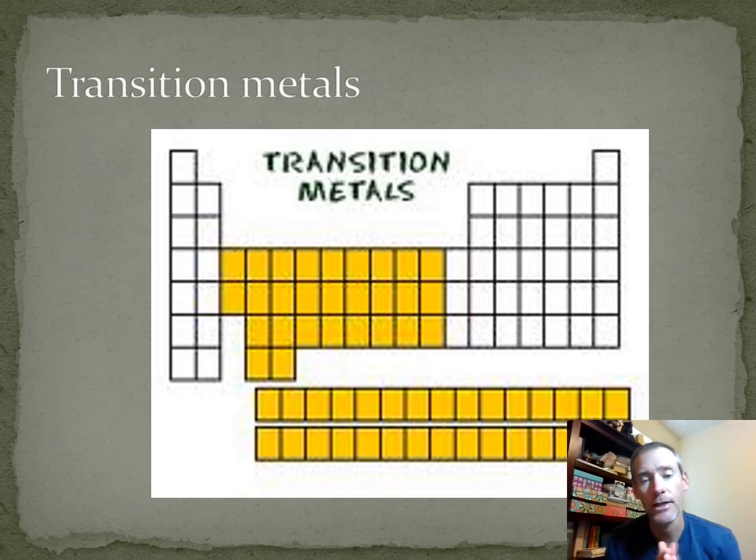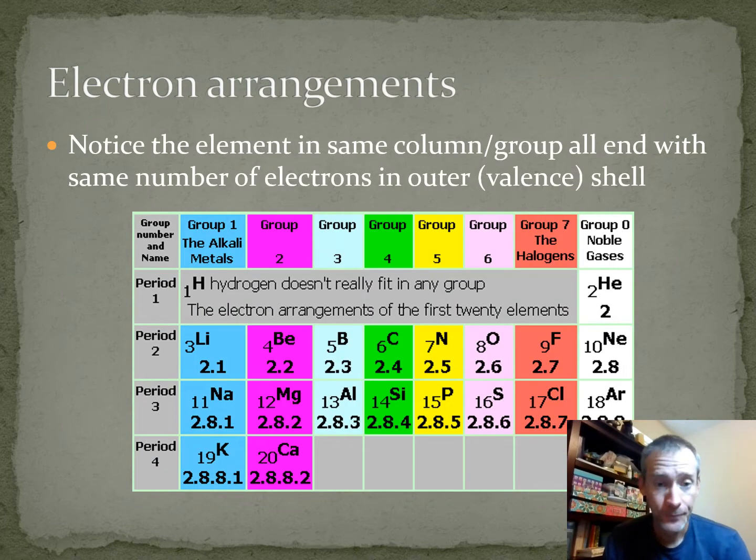So these are the metals between the metals and the nonmetals, so they're called transition metals. Notice the elements in the columns, they all have the same valence outer shell. So we talked about this previously, that group 1 all have one electron in the outer ring. So all have one in the valence shell, where beryllium, magnesium, and calcium all have two because they're in group 2. Boron all have 3 because they're in group 3.